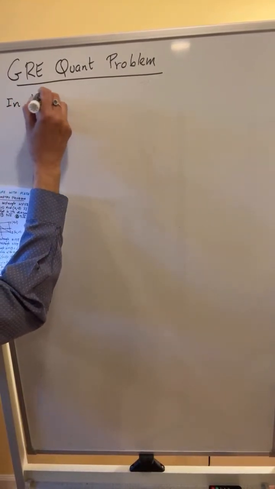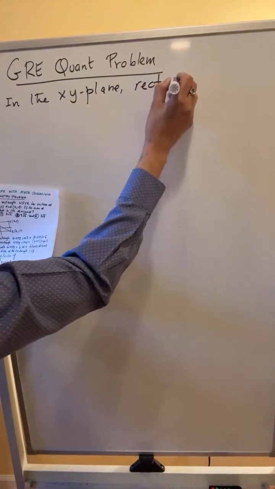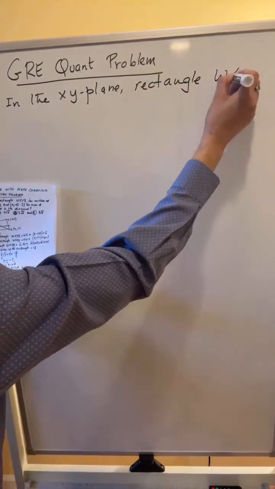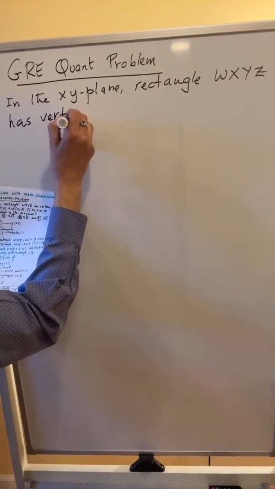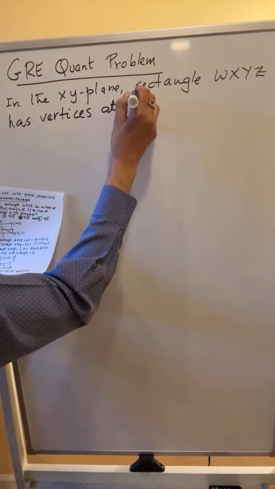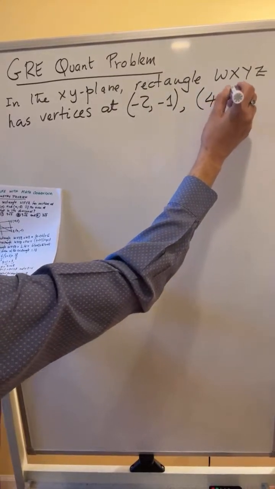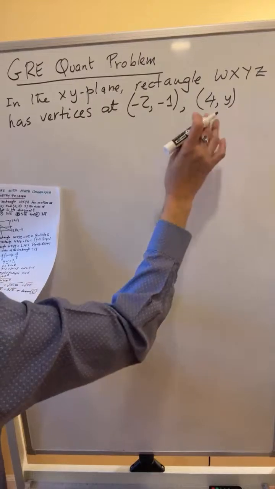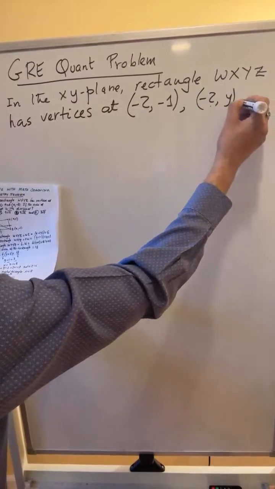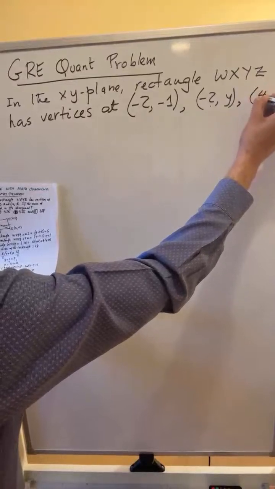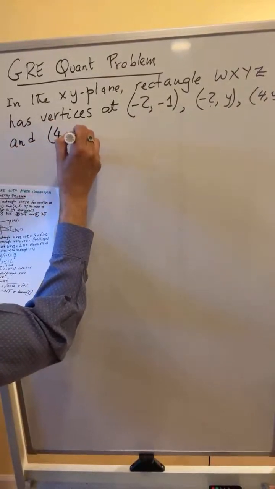In the XY plane, rectangle WXYZ has vertices at (-2, -1), (-2, y), (4, y), and (4, -1).